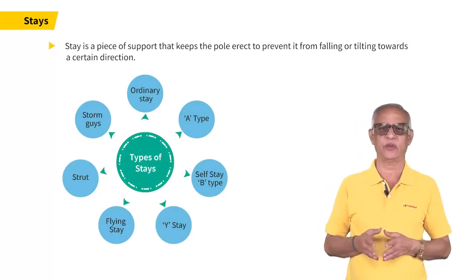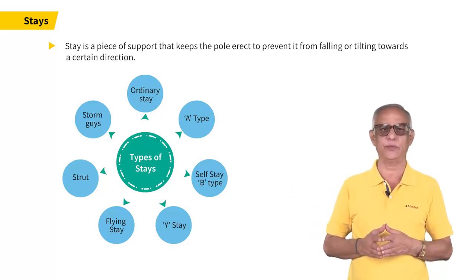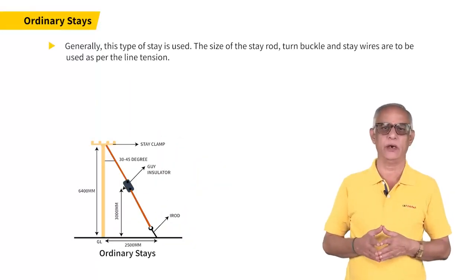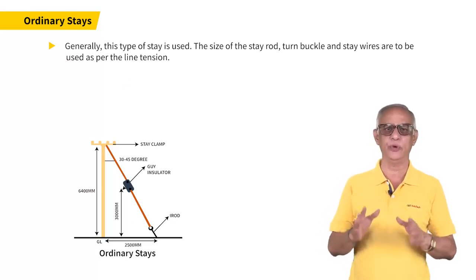Stay is a piece of support that keeps the pole erect to prevent it from falling or tilting towards a certain direction. The following are the different types of stays used in distribution lines. Let us begin with ordinary stays. Generally, this type of stay is used.